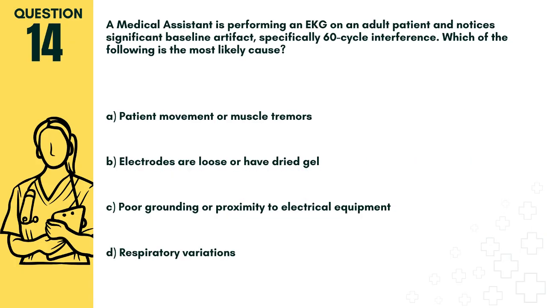Question 14. A medical assistant is performing an EKG on an adult patient and notices significant baseline artifact, specifically 60-cycle interference. Which of the following is the most likely cause? A. Patient movement or muscle tremors. B. Electrodes are loose or have dried gel. C. Poor grounding or proximity to electrical equipment. D. Respiratory variations.